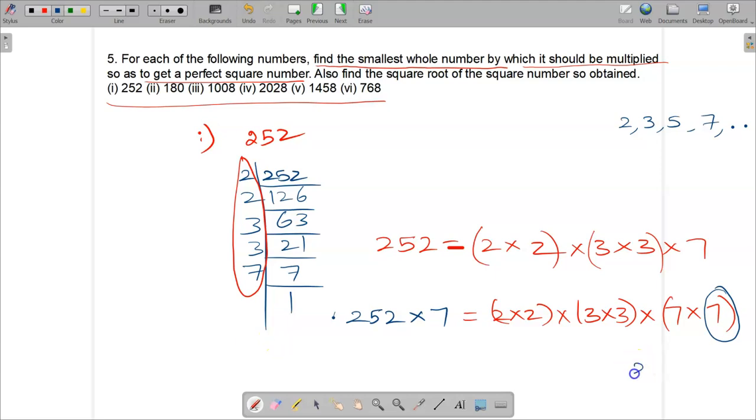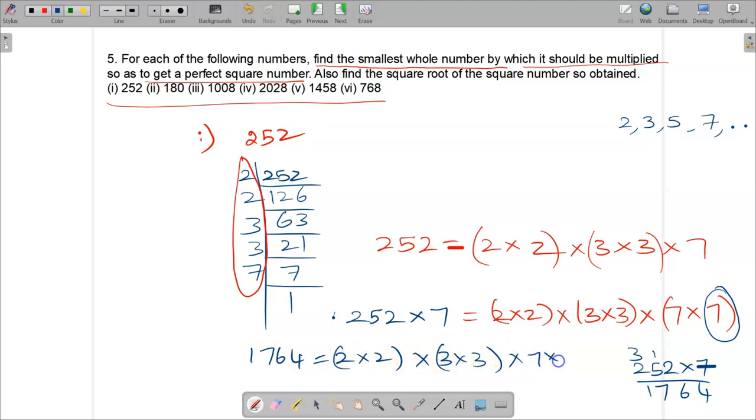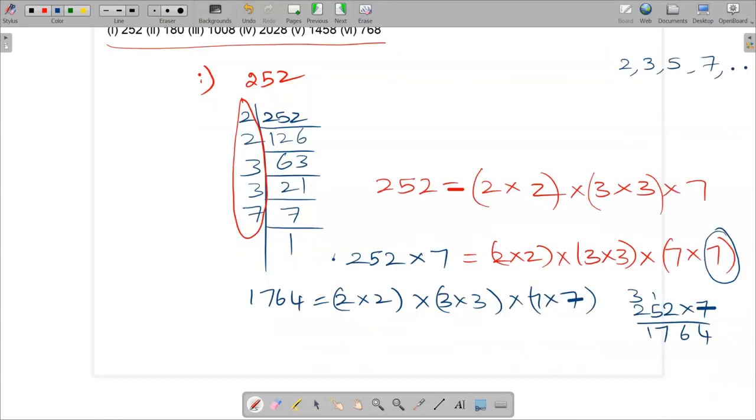So 252 into 7. 7 twos are 14, 7 fives are 35, plus 1 is 36. 7 twos are 14, 14 plus 3 is 17. So the left hand side is 1764, which is equal to 2 into 2 into 3 into 3 into 7 into 7. They are asking the first question: find the smallest whole number by which it should be multiplied to get a perfect square.